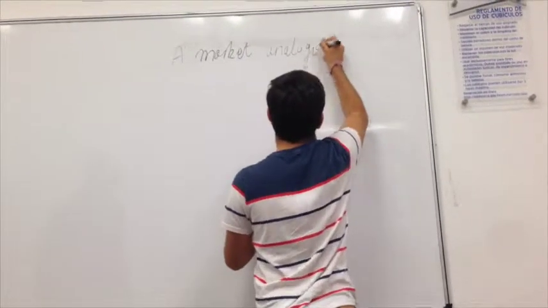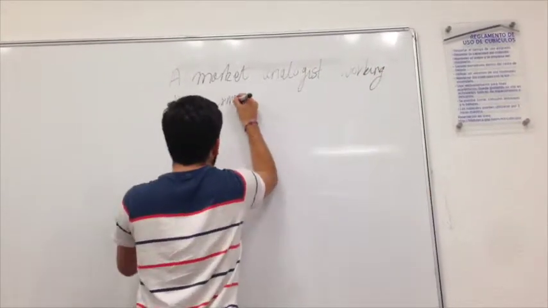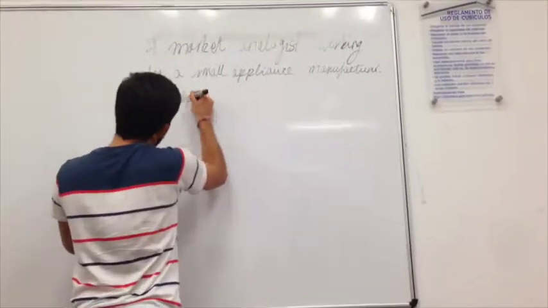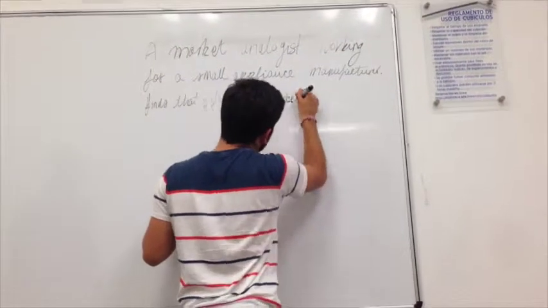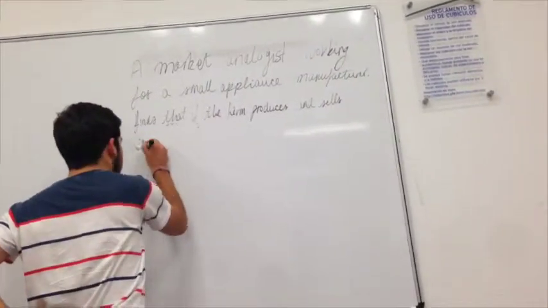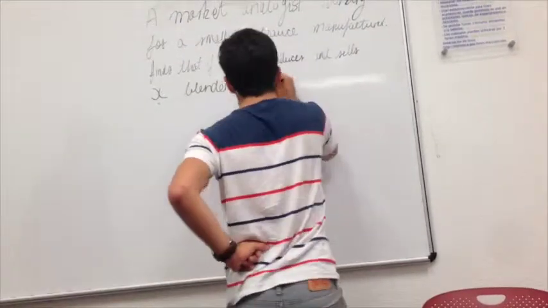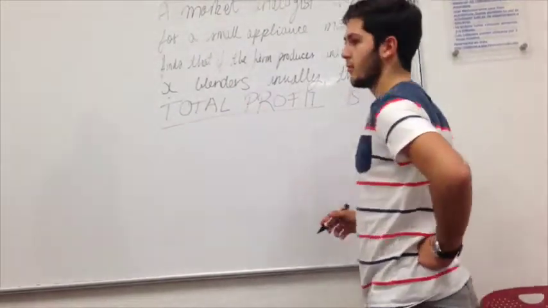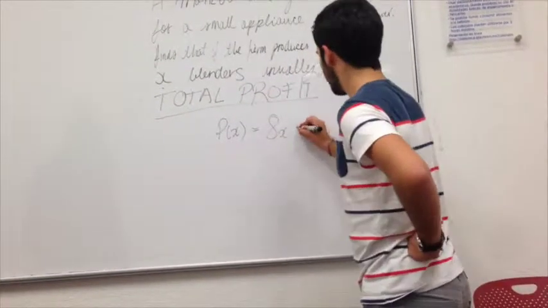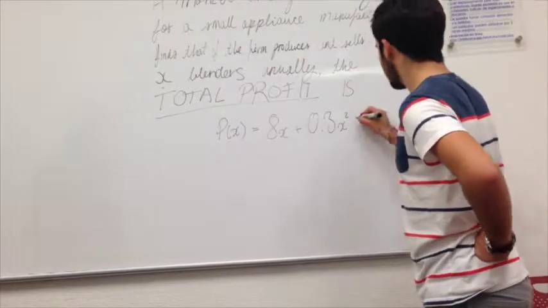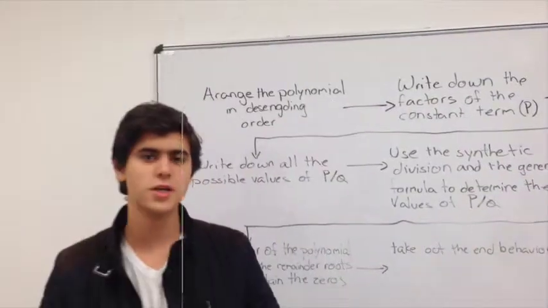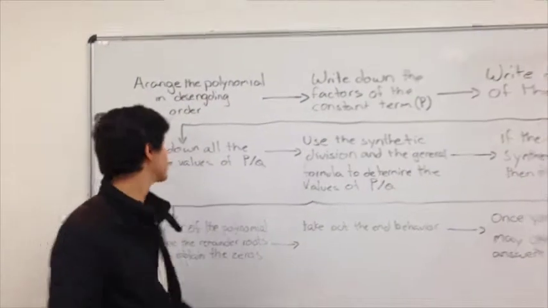A market analyst working for a small appliance manufacturer finds that if the firm produces and sells x blenders annually, the total profit is P(x) = 8x + 0.3x² - 0.0013x³ - 372. Here's the flowchart for the solution of the problem.